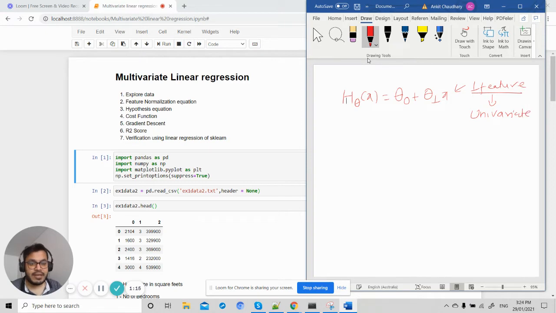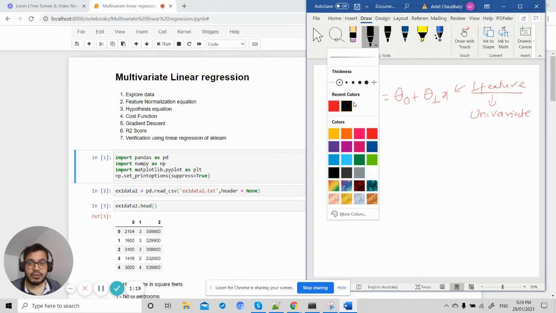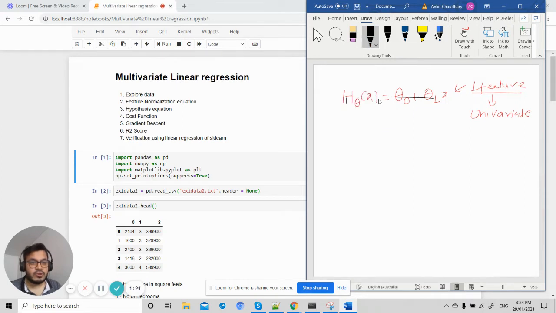Right now we are working on multivariate linear regression. So our hypothesis will be h theta of x equals theta naught plus theta 1 x1 plus theta 2 x2 plus so on up to theta n xn. Okay, so let's start.